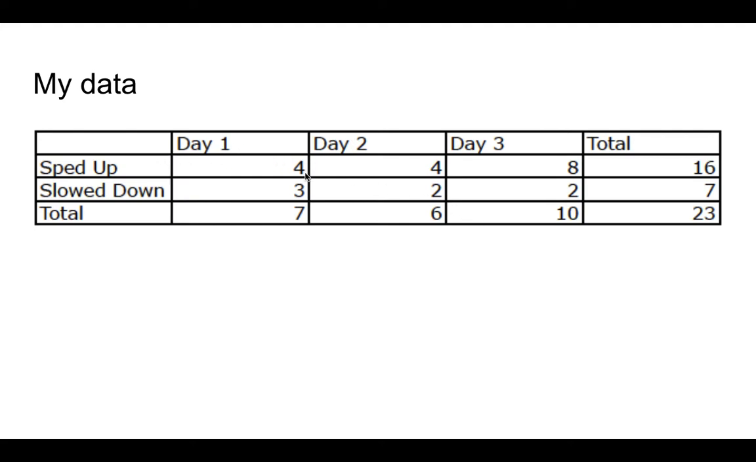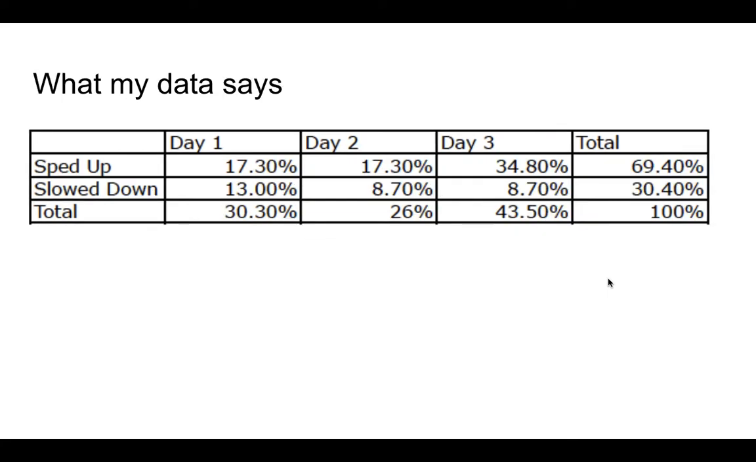On day one, 4 cars sped up, 3 slowed down at the yellow light. So there was a total of 7 cars that actually reached that yellow light in the hour that I was there. On day two, 4 of those cars sped up, 2 slowed down for a total of 6 cars through that yellow light. And on day three, there were 8 cars that sped up, 2 slowed down for a total of 10 cars to that light. And you can also see that I had a total of 16 cars speed up, 7 cars slowed down for a total of 23 cars that were included in my survey.